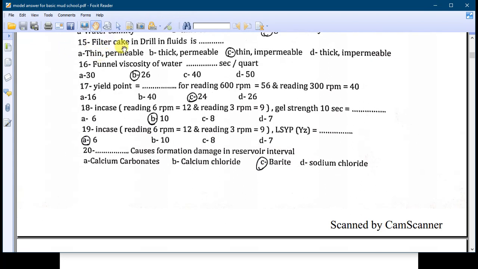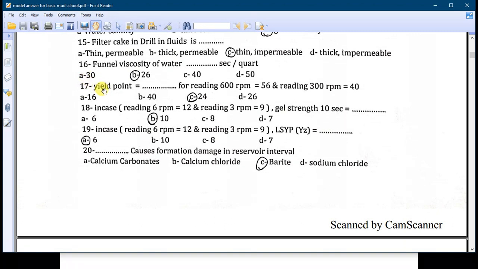Number 15, the filter cake in drill-in fluids. Drill-in fluids, as you know, are used in the reservoir. So one of the characteristics of these fluids is to have a very thin and impermeable filter cake. So number C is the right answer. Okay. Number 16, funnel viscosity of water. Funnel viscosity of water is plus or minus 26 seconds per quart. Okay, so number B is the right answer.